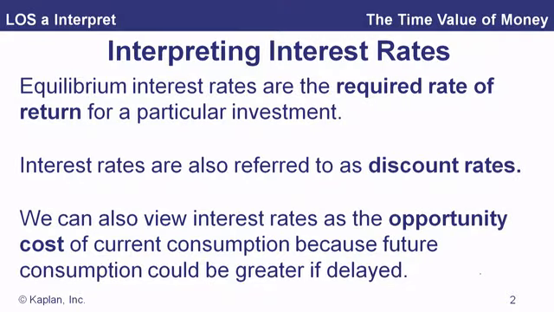Another way we can look at interest rates is as the opportunity cost of current consumption, because the decision is really when workers earn money, do I want to spend it today or do I want to invest it and have more money in the future? So it's in that sense that this interest gives you the opportunity cost of consuming now, because what you're giving up is that amount in the future based on the interest rate.